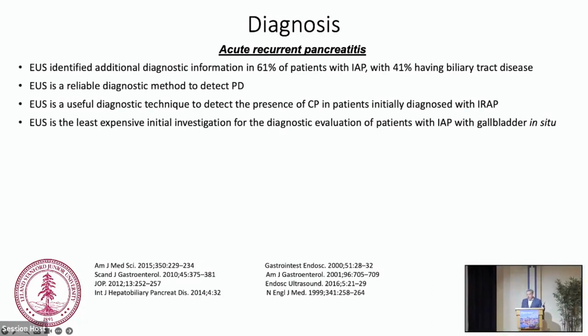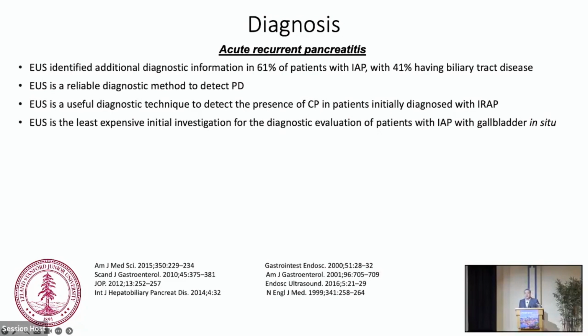It's a reliable method to detect pancreas divisum. And it is somewhat, and I'll touch on this, a diagnostic technique to identify some patients that already have some features of chronic pancreatitis that are presenting as acute recurrent. And really, it has been determined that EUS is the least expensive initial investigation for the diagnostic evaluation of patients with acute recurrent pancreatitis with gallbladder in place.